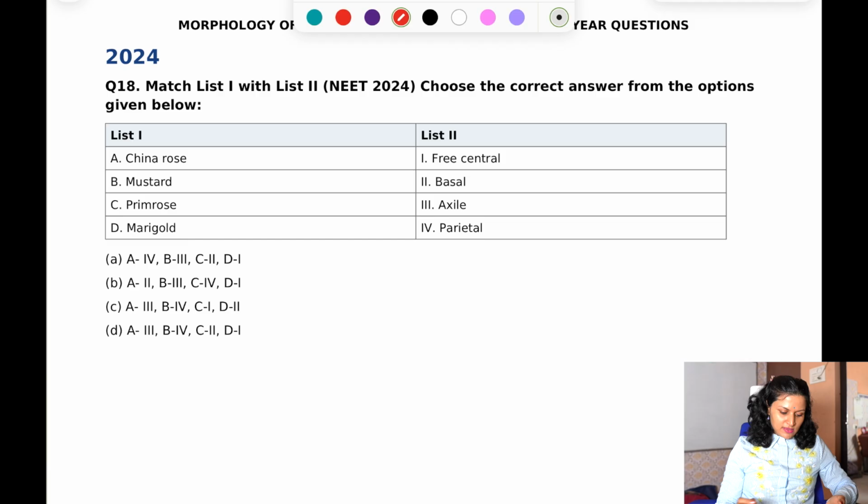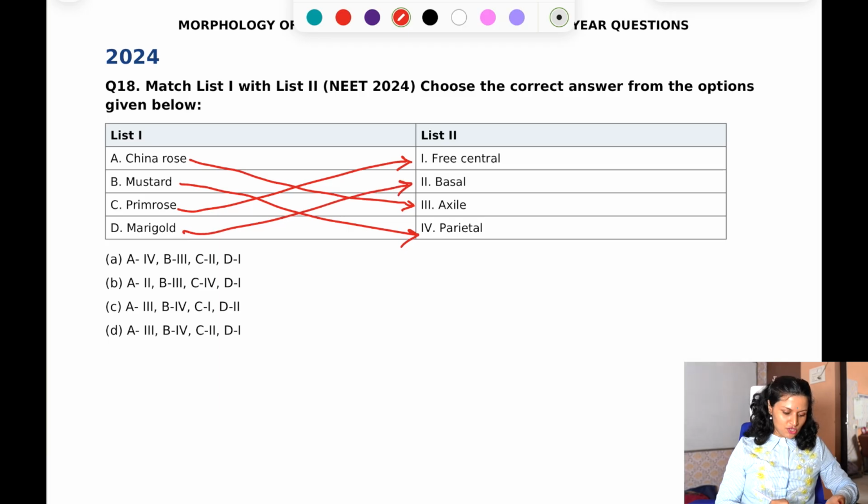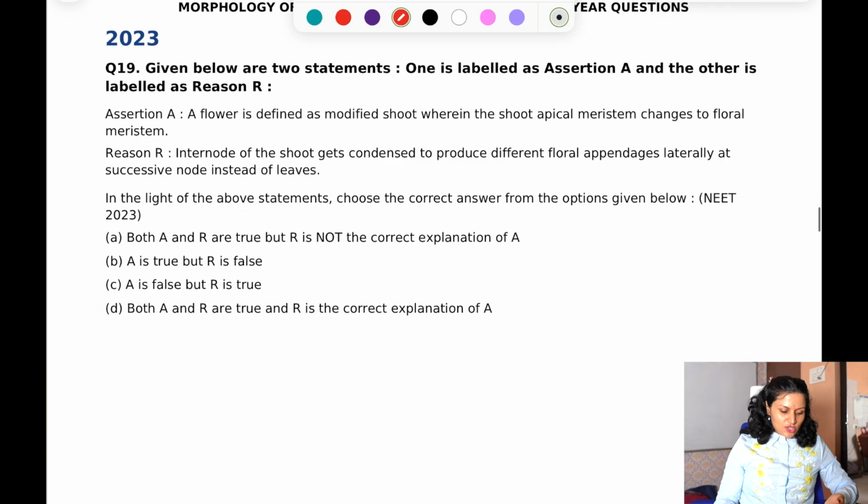Next question number 18. Another match the pairs. China rose is axile placentation. Mustard, parietal placentation. Right. Primrose is free central. Marigold, basal placentation. So 3, 4, 1, 2. Option C is correct for question number 18.